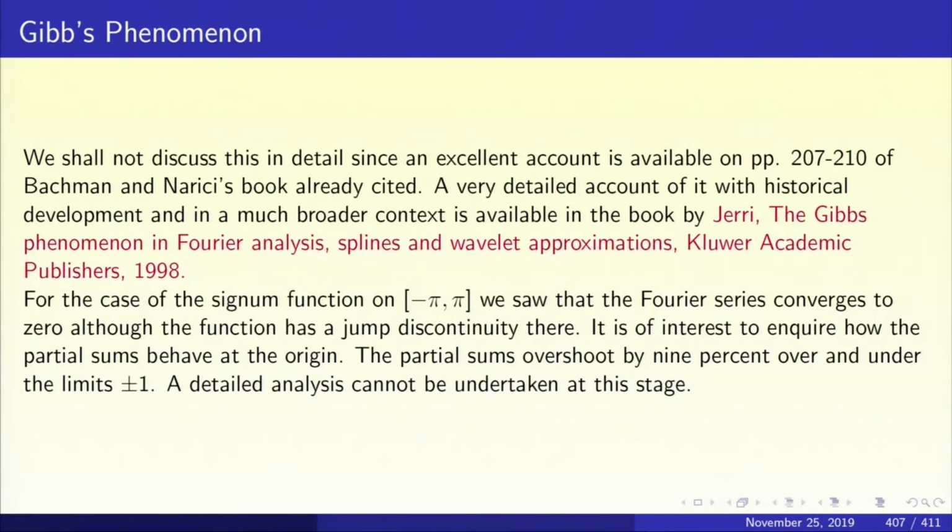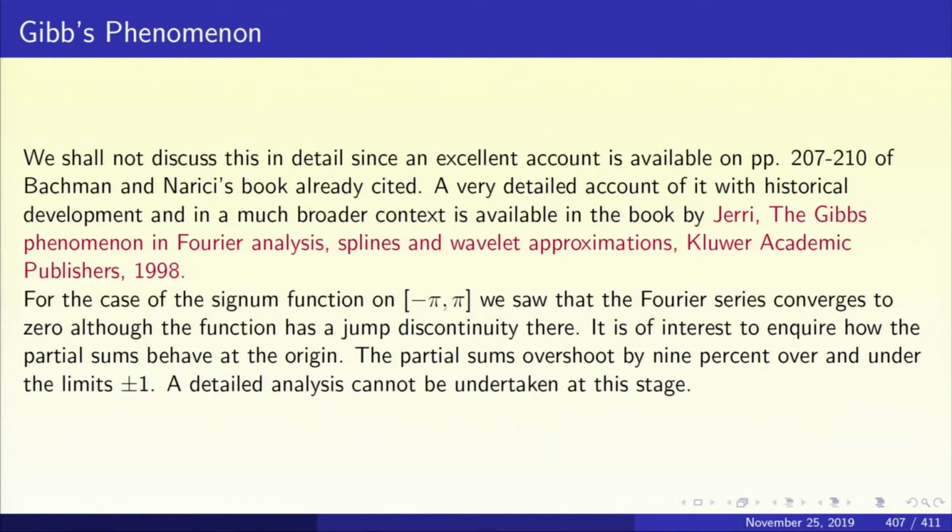Now, the last part of this is the Gibbs phenomenon. We shall not discuss this Gibbs phenomenon in detail, since an excellent account of it is available on page 207 to 210 of Bachman and Narici's book that has already been cited. A very detailed account of it with historical development and in a much broader context is also available in the book of Jerri, The Gibbs Phenomenon in Fourier Analysis, Splines and Wavelet Approximations, Kluwer Academic Publishers.